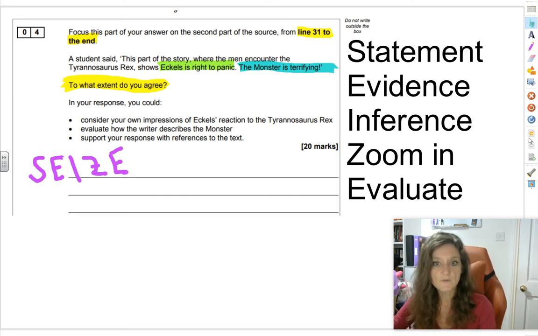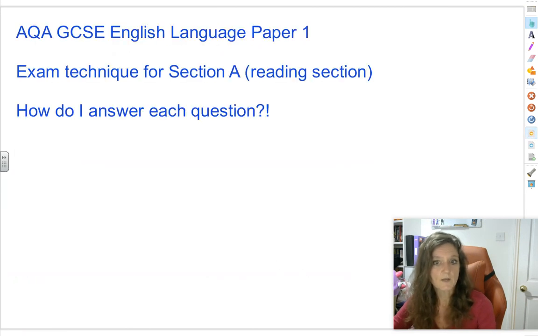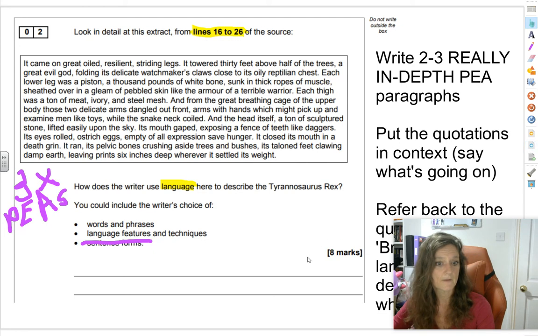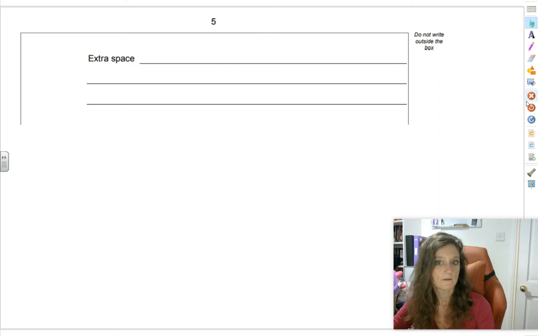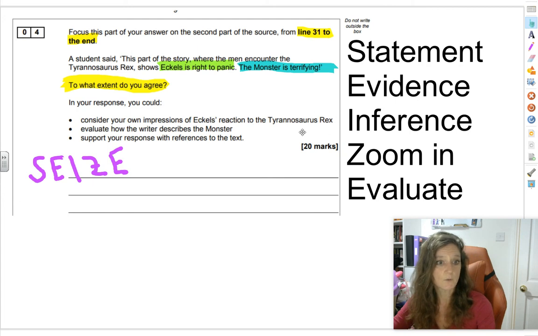Now, the one thing that I haven't mentioned and revised is the timings. So as you're going through the paper and thinking about your techniques, don't forget the time that you should be spending on each. 4 marks, 4 minutes. 8 marks for question 2, 8 minutes. 8 marks for question 3, 8 minutes. 20 marks for question 4, and that is a big old answer, 20 minutes on that one, please.